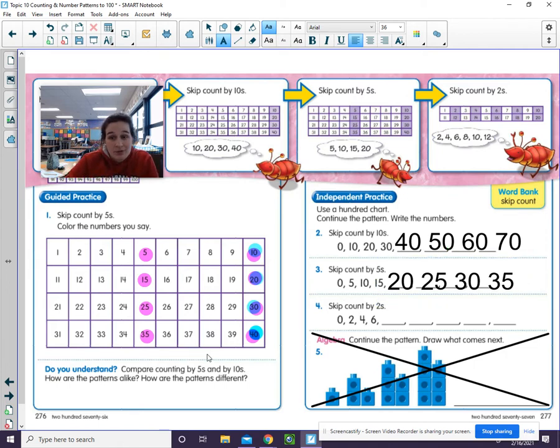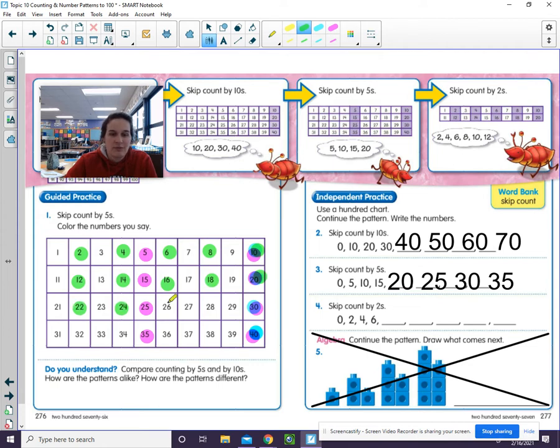Okay, the last ones we're going to skip count by twos. Now we didn't do that over here on our chart. They did do it up here for us, but I'm going to have us do it on our chart first. So when we skip count by twos, it goes 2, 4, 6, 8, 10, 12, 14, 16, 18, 20, 22, 24, 26, 28, 30, 32, 34, 36, 38, 40. Notice that all of those are in the same row as well. Interesting.